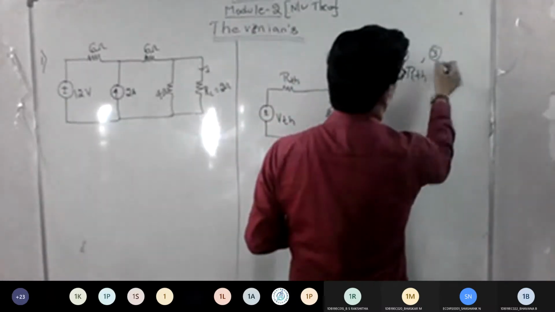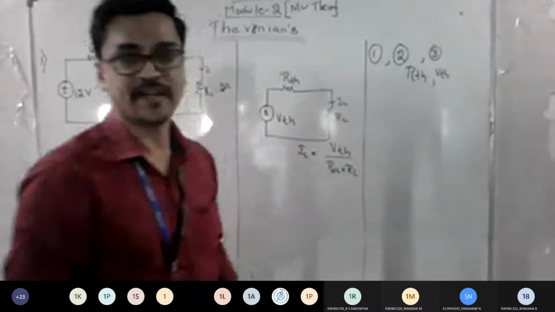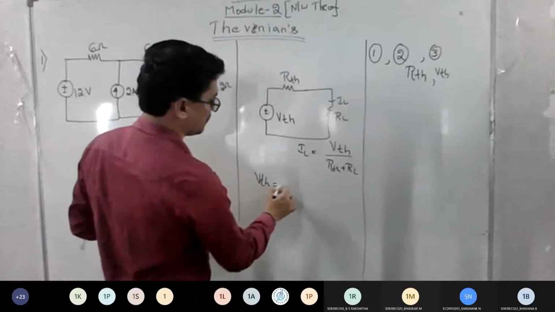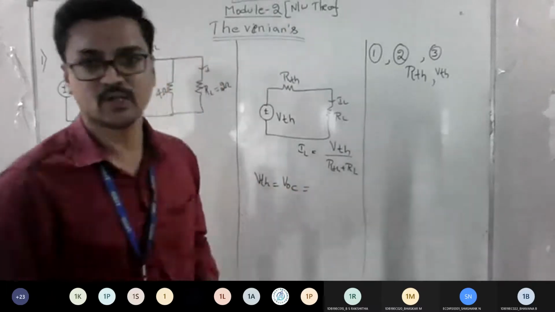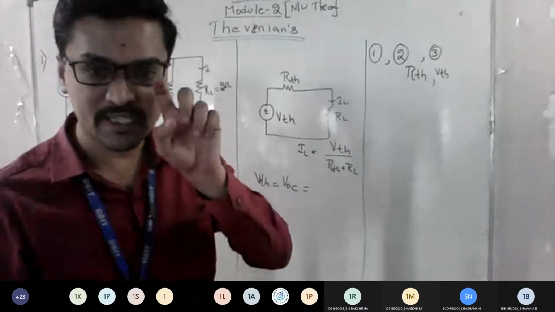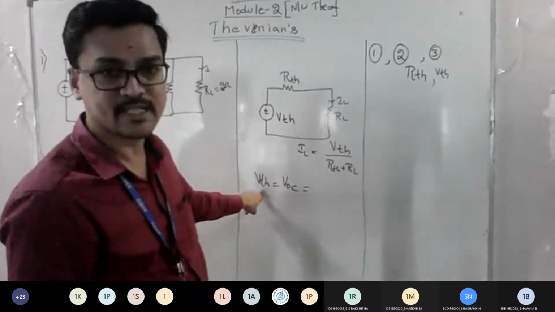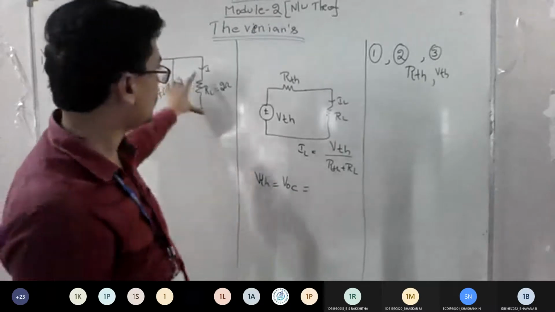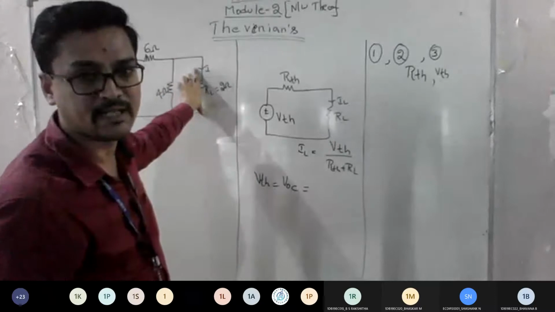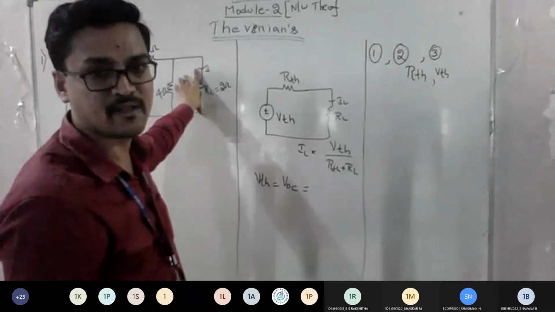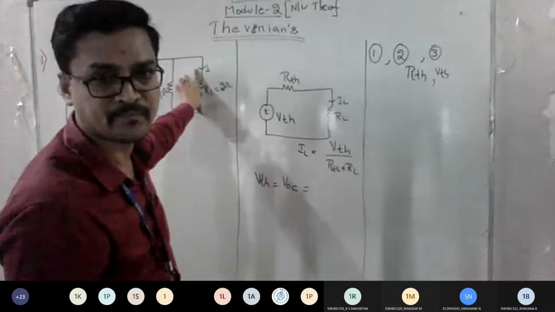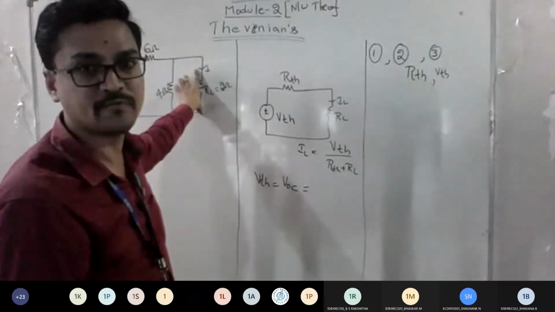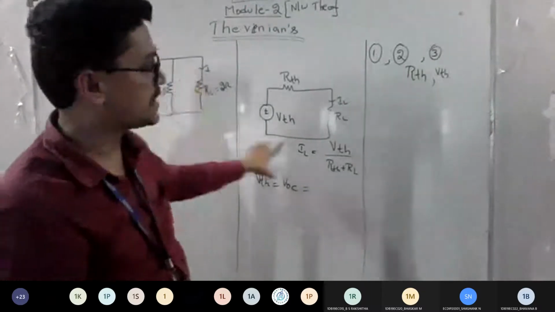Step number 3, I need to find VTH. To find VTH, what is the logic I told? I can call VTH also VOC, open circuit voltage. So always remember the concept of open circuit. VTH is nothing but VOC, open circuit logic. To find this, wherever the load is there, replace it with VTH. If you are comfortable with KCL, go with KCL. If you are good at KVL, go with KVL. Anything is fine. Whichever you feel comfortable with, go with it. That is step number 3.